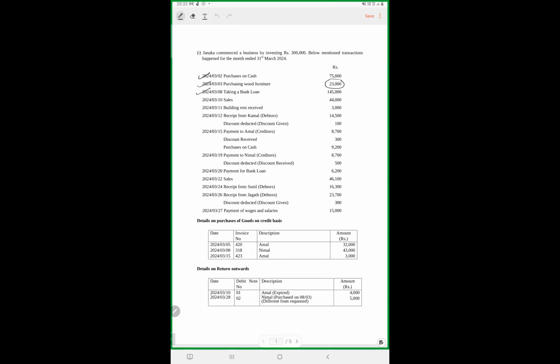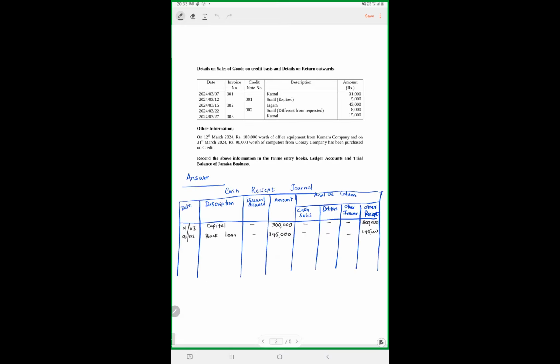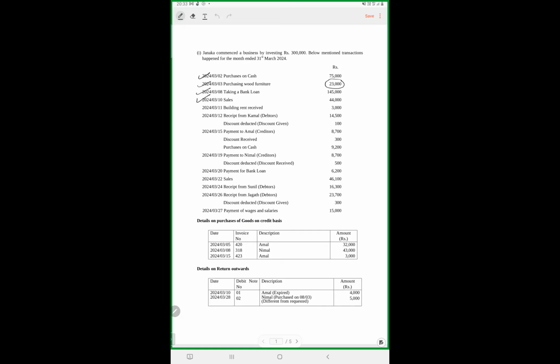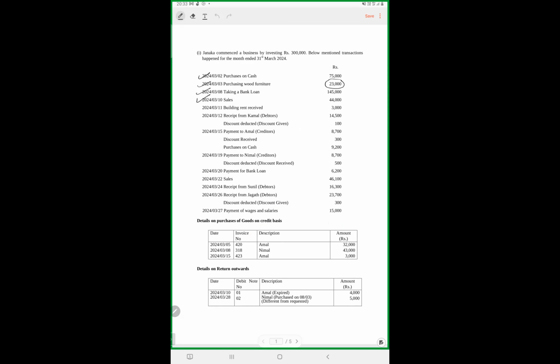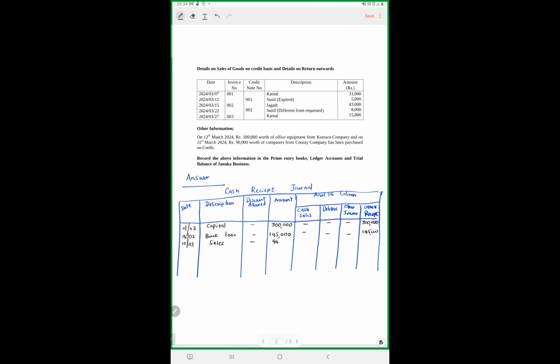Next one, sales. So it means we are selling the item on cash basis, right? So therefore, we can include it in the cash receipt journal. The date is 10th March. Sales, no any discount. The amount is 44,000. 44,000 we are receiving from the cash sale. So therefore, under the cash sale, 44,000.